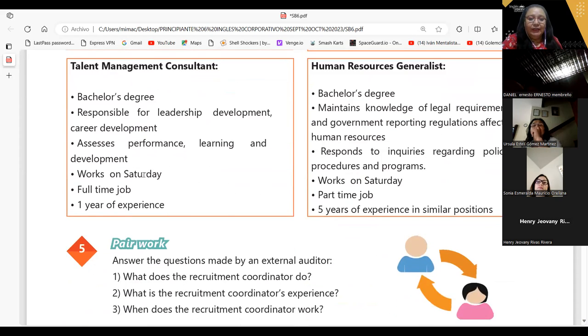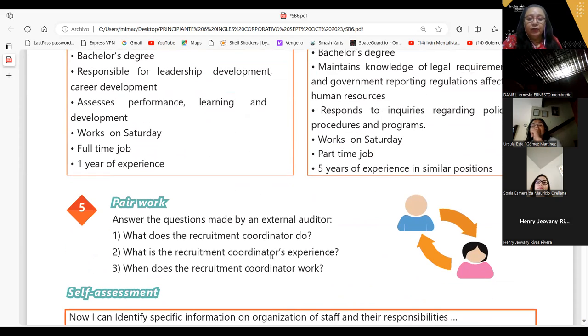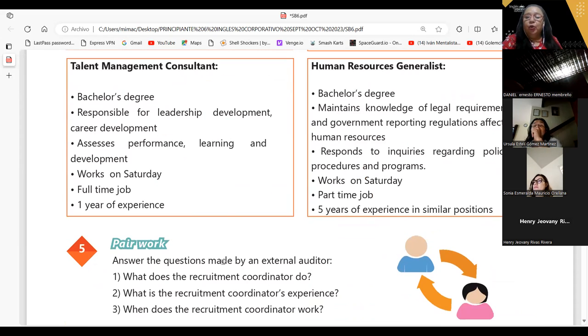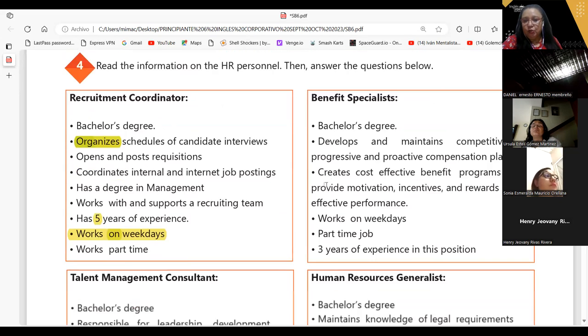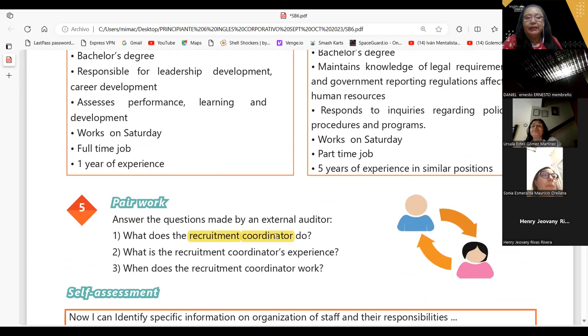Very well. Now, if you notice in these questions, coordinator, coordinator, coordinator, we're going to work like this. You're going to ask the questions. For example, Ms. Esteli, you are going to replace the word coordinator and ask the question to one classmate. For example, what does the talent management consultant do? Or what does the human resources generalist do? Or what does the benefit specialist do? And you say the name of the classmate that is going to answer your question. Okay. You choose your victim.